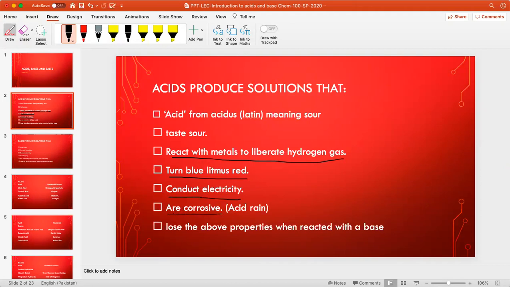They can burn the skin and the fabrics, so they are very corrosive. An example is acid rain. So when any acid reacts with an appropriate base, it will lose all these properties.